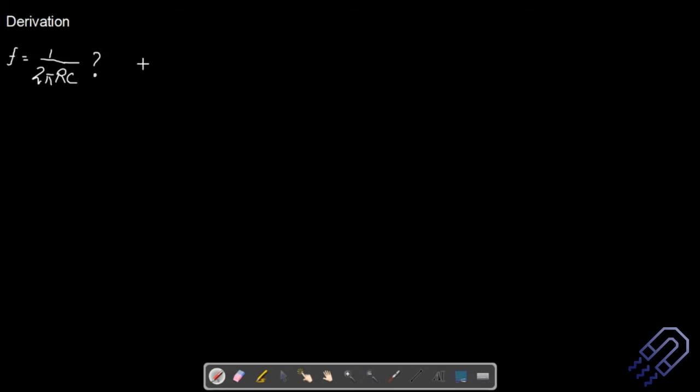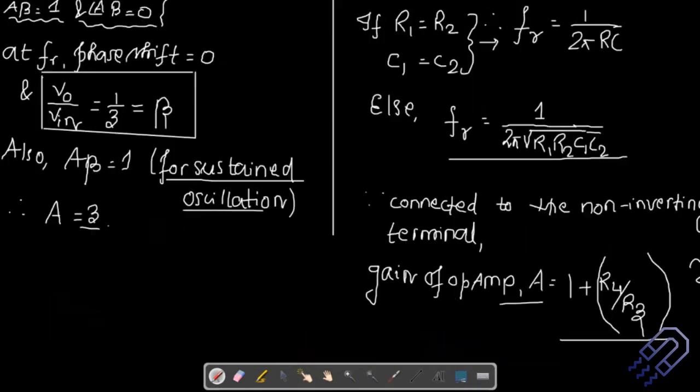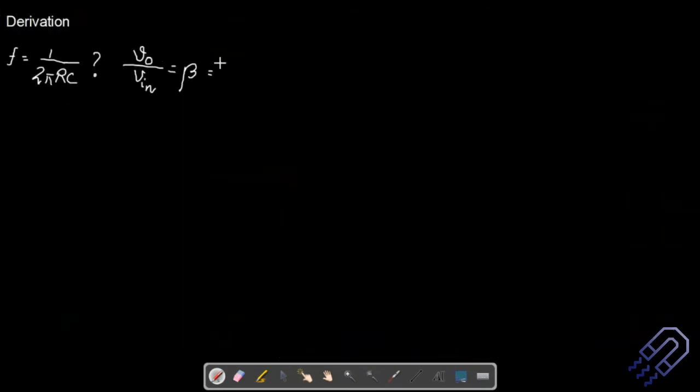In the process we are also going to see that V0 divided by Vn, which is nothing but beta, is 1 by 3. Not 3, it's 1 by 3, because it's beta, and beta is always less than 1. So these two things we are going to derive. But before that, maybe we should do the circuit a bit fast.